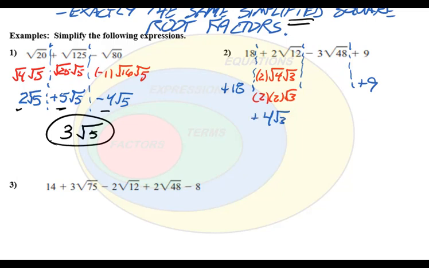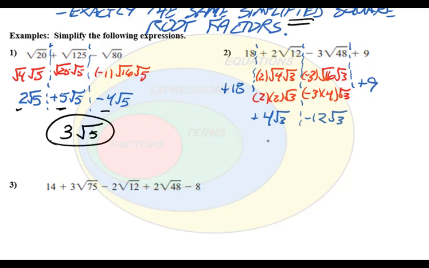The last, or the second, or the third term, excuse me, we have a -3. And then the square root of 48 is the square root of 16 times the square root of 3. So we would have -3 times square root of 16 is 4 times the square root of 3. So -3 times 4 is -12. So this term would be a -12 square root of 3. So we have all of our term values simplified.